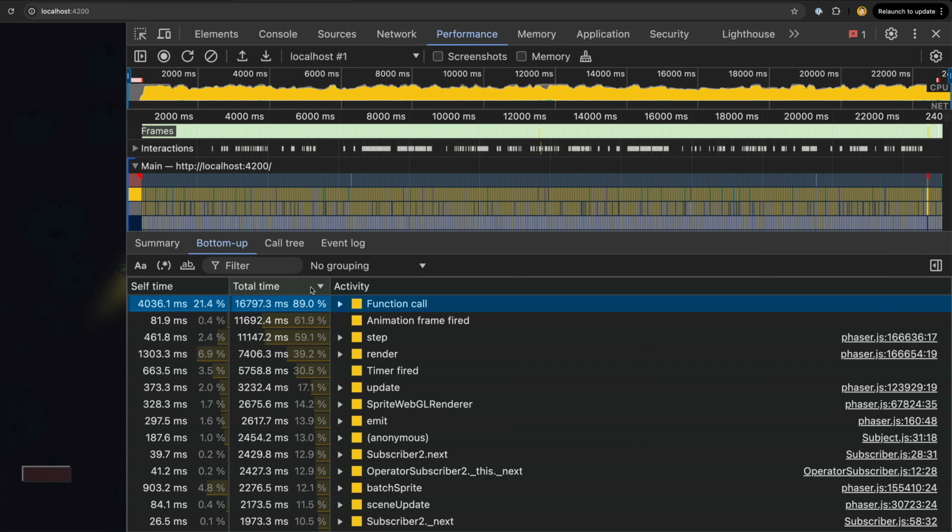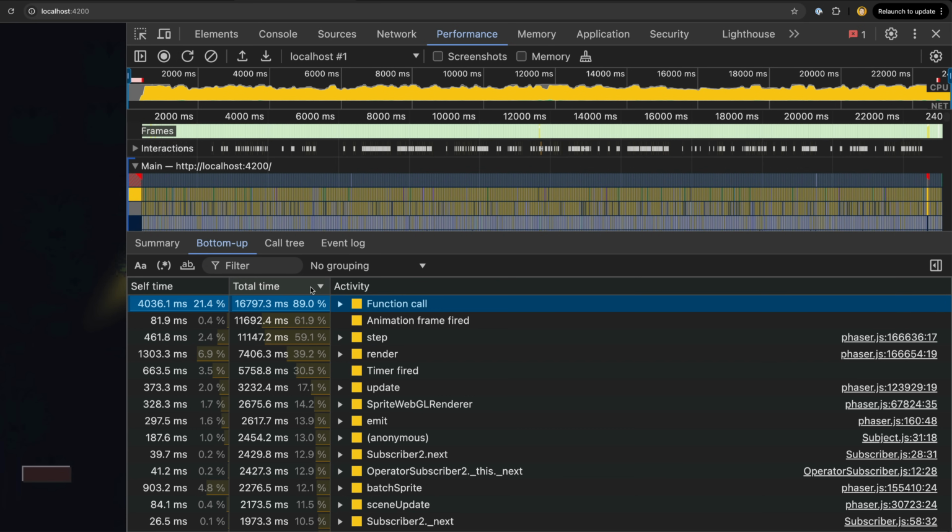Given that my goal here primarily is to find areas where I have lots of RxJS emissions, likely I'm going to find it more useful to sort by total time, as the RxJS code likely completes extremely quickly, but it might be calling things that take a longer time.